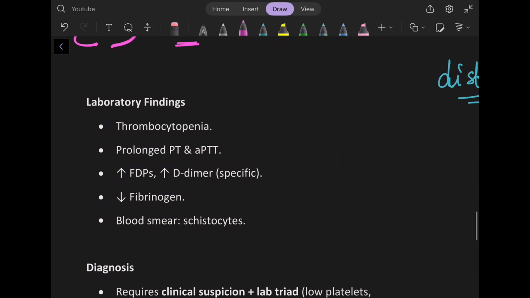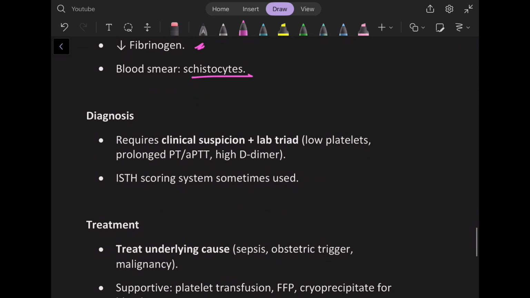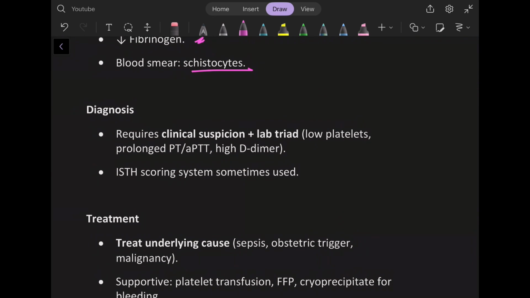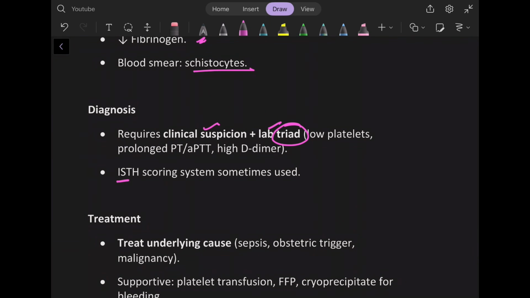The characteristic lab findings that we'll see are thrombocytopenia, prolonged PT and aPTT, and elevated levels of FDP, especially D-dimer. So remember these three. This is the classical picture of DIC. Then fibrinogen will be low, and in the peripheral smear we'll see schistocytes. So the diagnosis requires both clinical suspicion and laboratory confirmation. The classic triad is low platelets, prolonged PT and aPTT, and high D-dimer, as we discussed, and sometimes the ISTH scoring system is used for standardization.